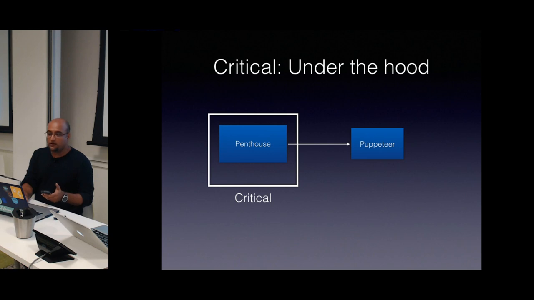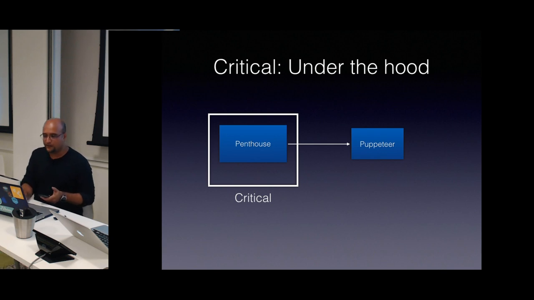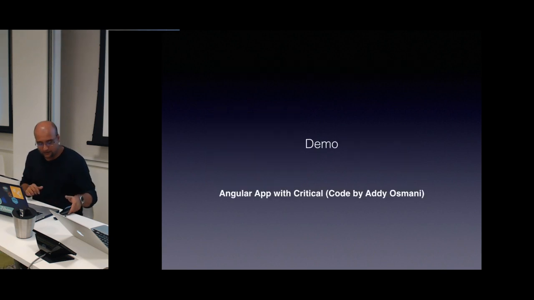I don't know how much time we have, but we can talk about how this works. Penthouse is the key. Penthouse contains the algorithm to extract that critical path CSS, and how it creates it, we can talk about it. I can show you later. All right, first let's go to the demo.